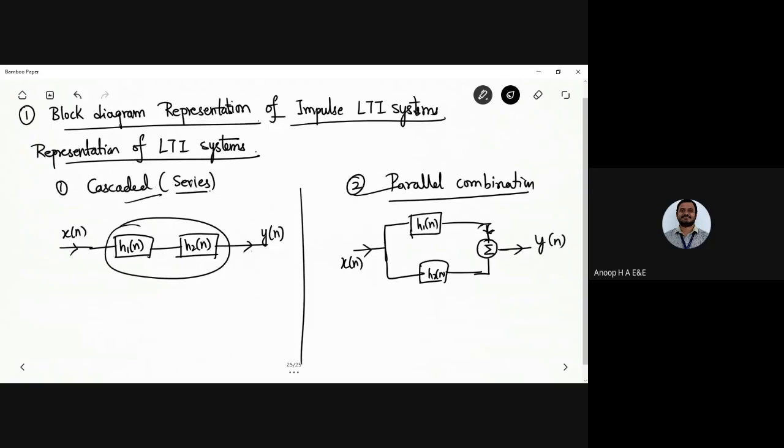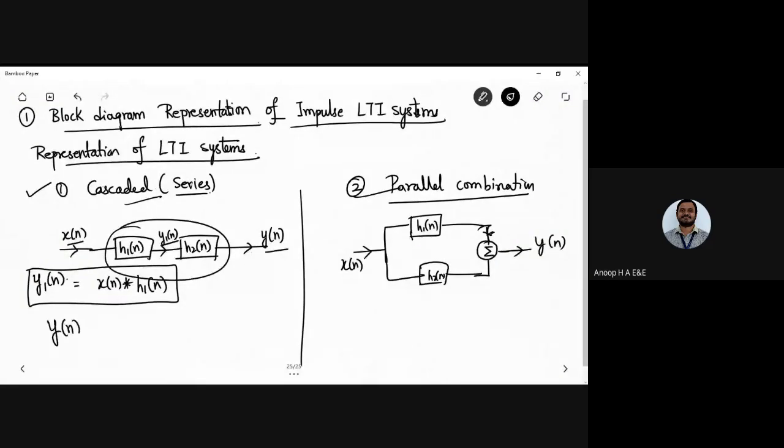Now I have the input as X of n and the output as Y of n. Let me take the first type of connection, that is the cascaded or series type of connection. I have Y1 of n as the intermediate output. Now I need to perform the convolution of two signals, that is X of n convolved with H1 of n to get the first output, Y1 of n.